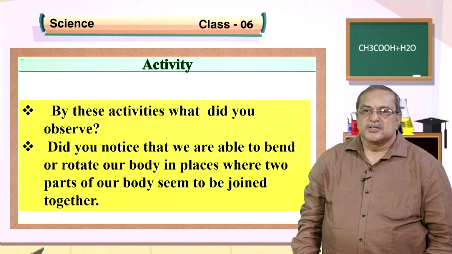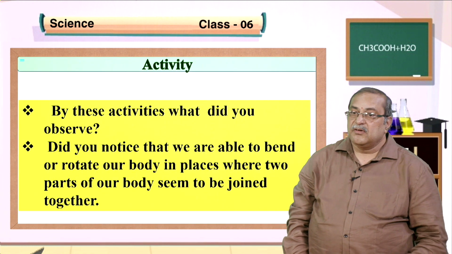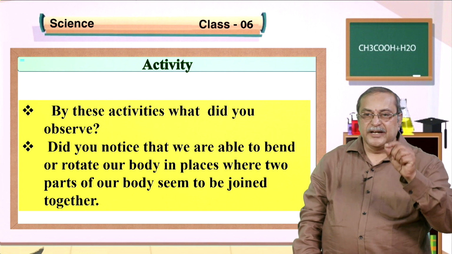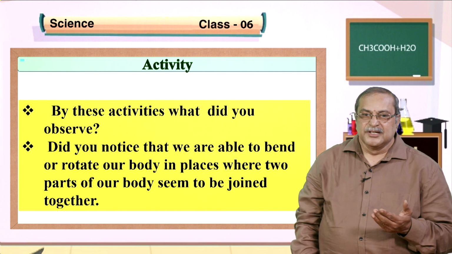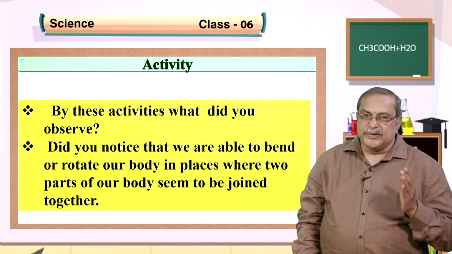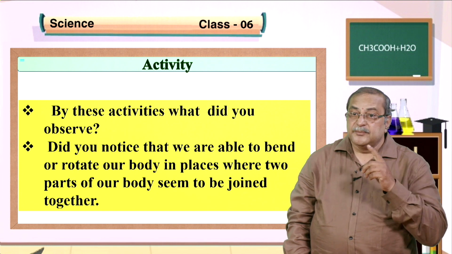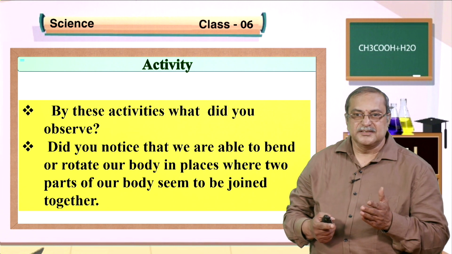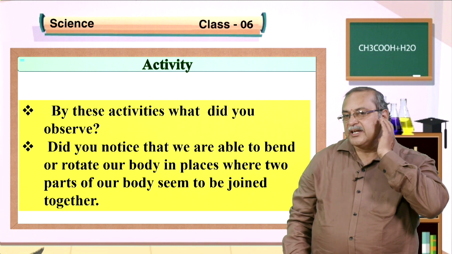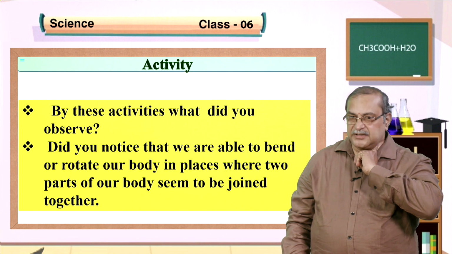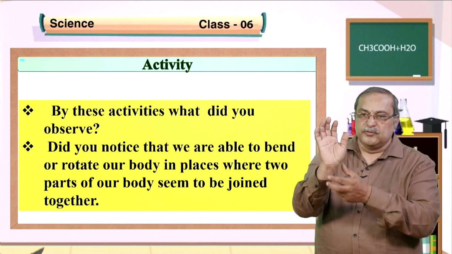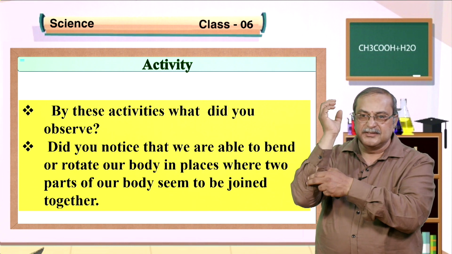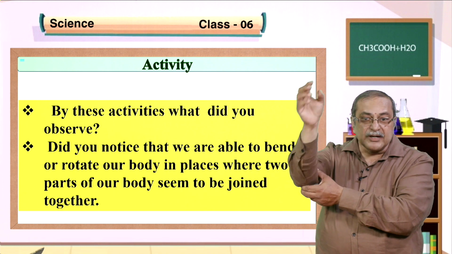So, by these activities, what did you observe? In the videos also you have done and entered the columns. Did you notice that we are able to bend or rotate our body in places where two parts of our body seem to be joined together, isn't it? See, the neck part. One part, the head, is there, and another is this part. So, here we can move. The wrist I can move where the two parts are joined, but I can't bend in the middle of the finger. See, here I can't bend, isn't it? Here I can bend in one direction.